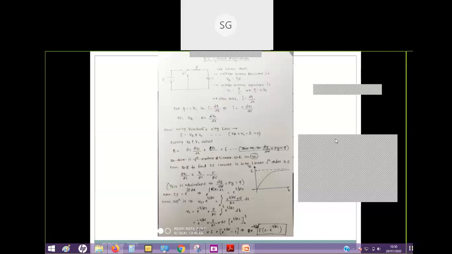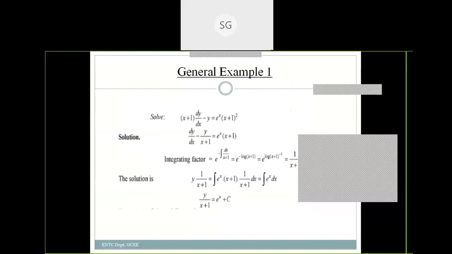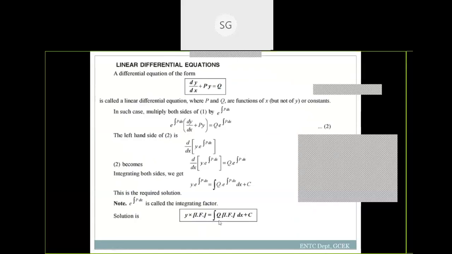So we have already seen these steps, and this is the standard form that we have got. If someone is not able to recall the standard form of the solution, y into IF equal to, as I just described, integration of Q into IF dx plus c.